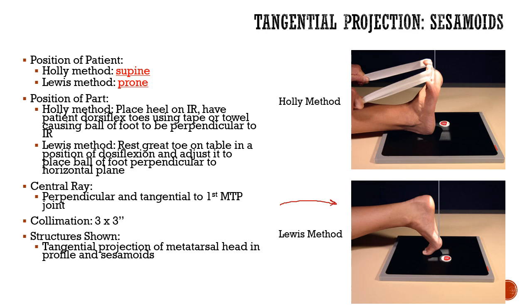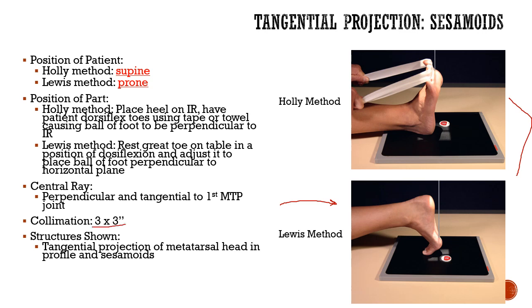In the Lewis method, on the other hand, the patient is prone, and in this case, they're going to rest their great toe on the table in the position of dorsiflexion and adjust it to the ball of the foot perpendicular to the horizontal plane. In both cases, we're going to be perpendicular and tangential to the first metatarsal phalangeal joint.